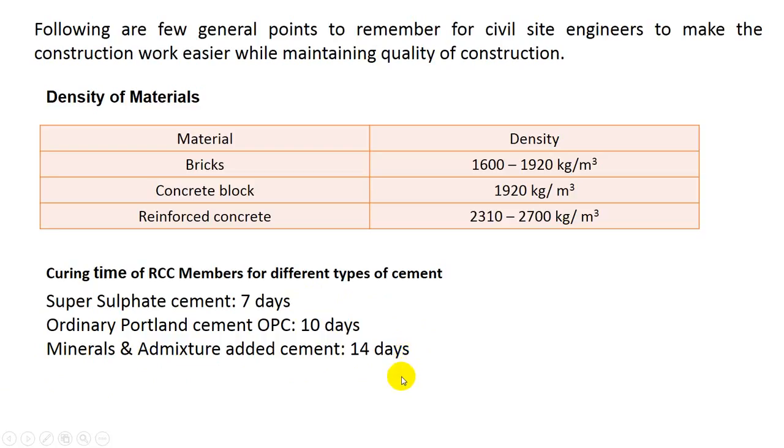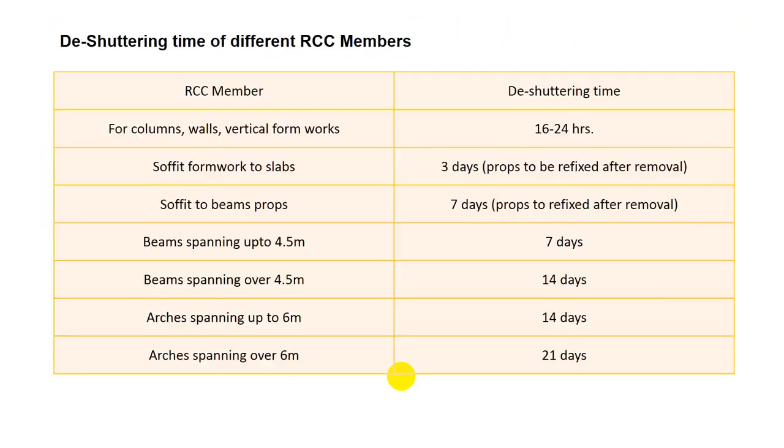After that, here is the deshuttering time of different RCC members, and I have already discussed that in a previous video. For column, wall and vertical formwork, our deshuttering time should be 16 to 24 hours, and it should be according to the site engineer, and it is suitable for 1 day to 2 days.